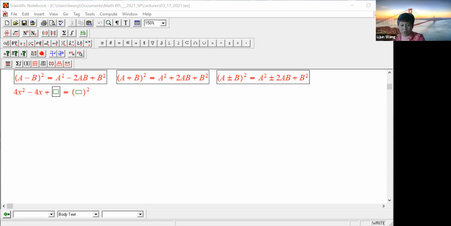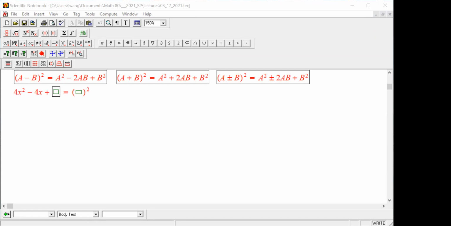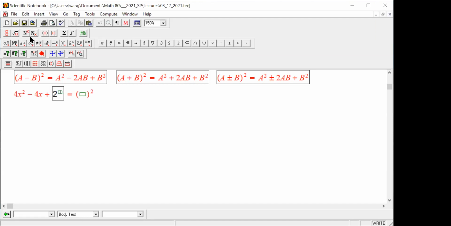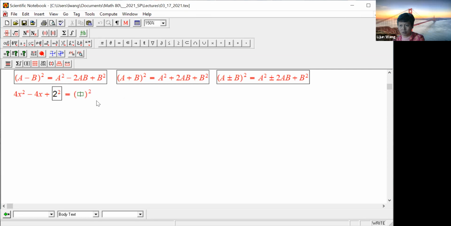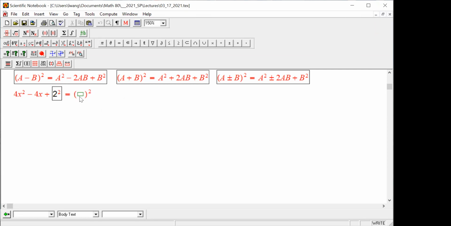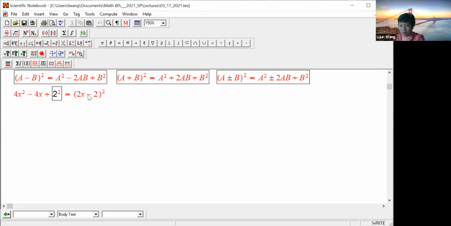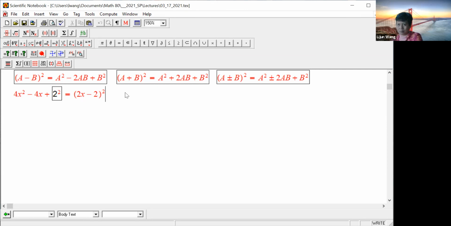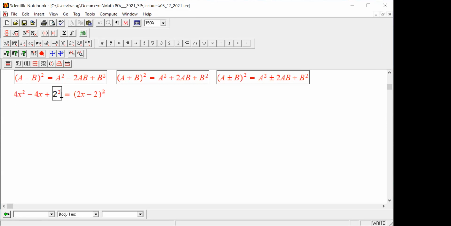Would it be 2 squared? What do you mean 2 squared? What's the square of what? It'll be 2x minus 2. Did you try it? I tried verifying it and I got +4. It's not gonna work. Okay, so let me show you how I see this.